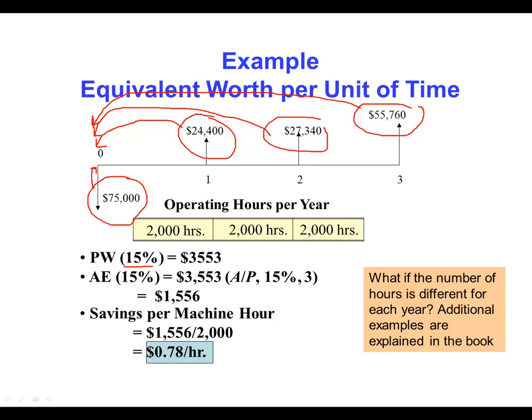To calculate the savings per machine hour, we divide the annual equivalence by the number of hours that will be operating, and that will be equal to 0.78 per hour, or 78 cents per hour.